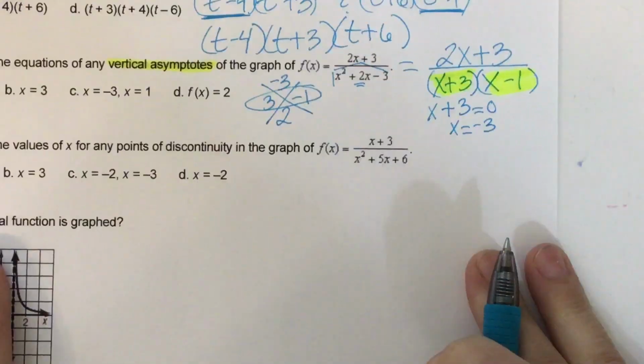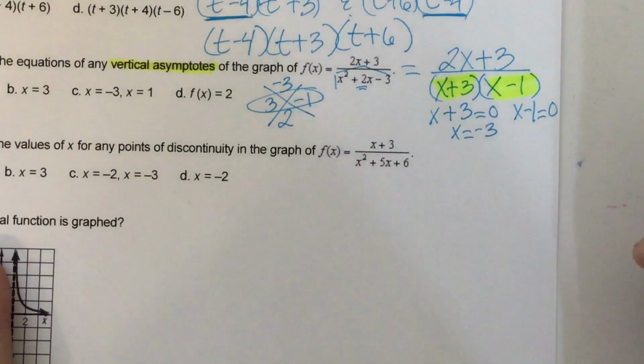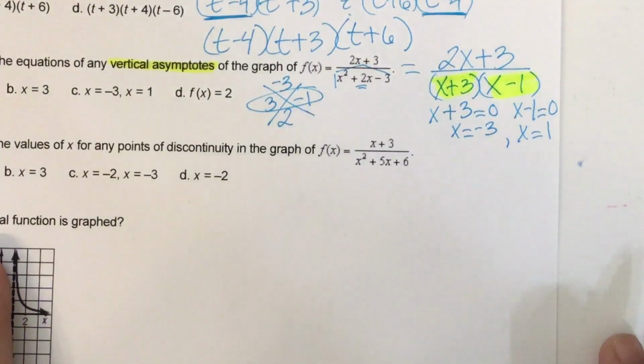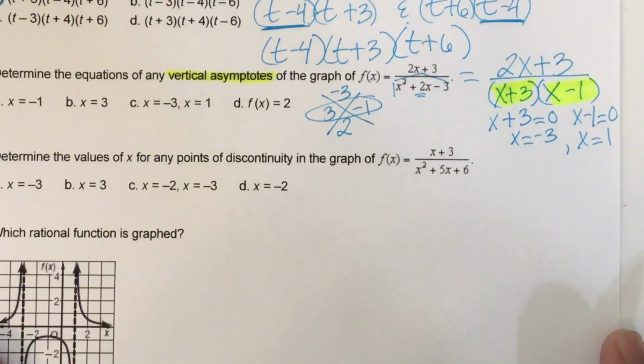And if I set my second factor, x minus 1, equal to 0, and if I solve that, I would get x equals 1. Those are my vertical asymptotes, positive 1 and negative 3, which is C.